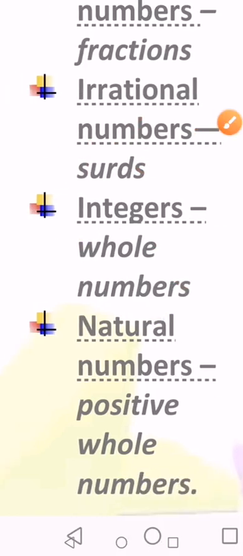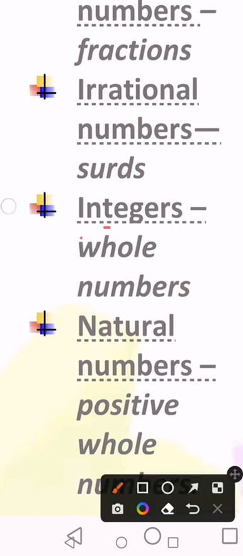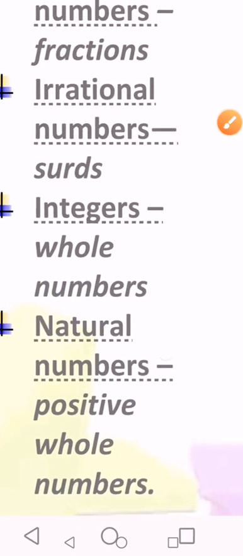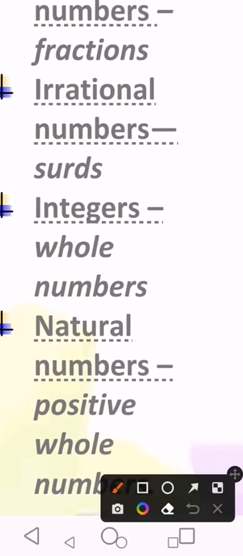Alright. For example, we have minus 2 and 2, minus 3 and 3, minus 5 and 5. These are integers, so long as they are positive and negative whole numbers. Then we move on to talk about natural numbers again. These are positive whole numbers, just counting of numbers, positive whole numbers without a zero.